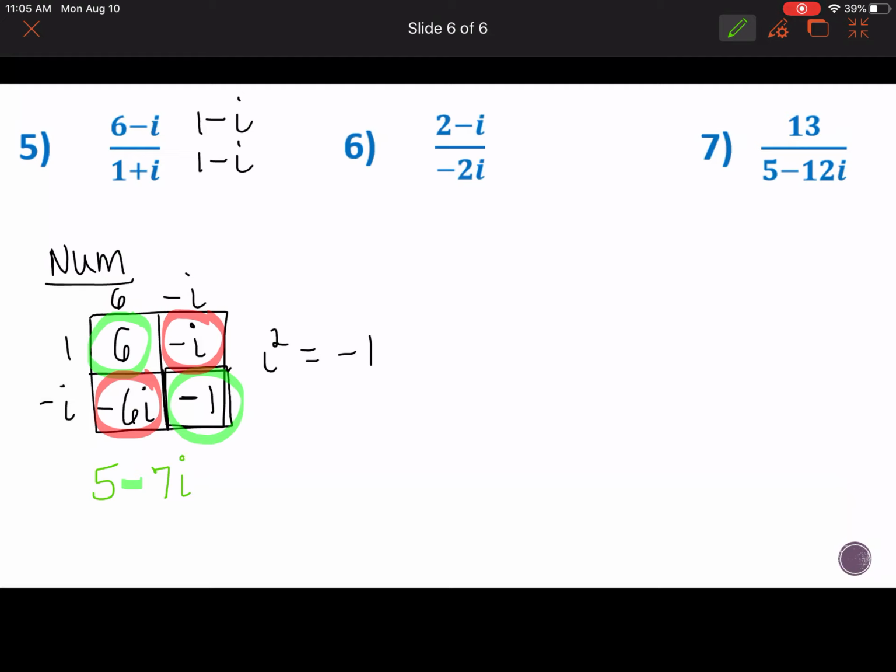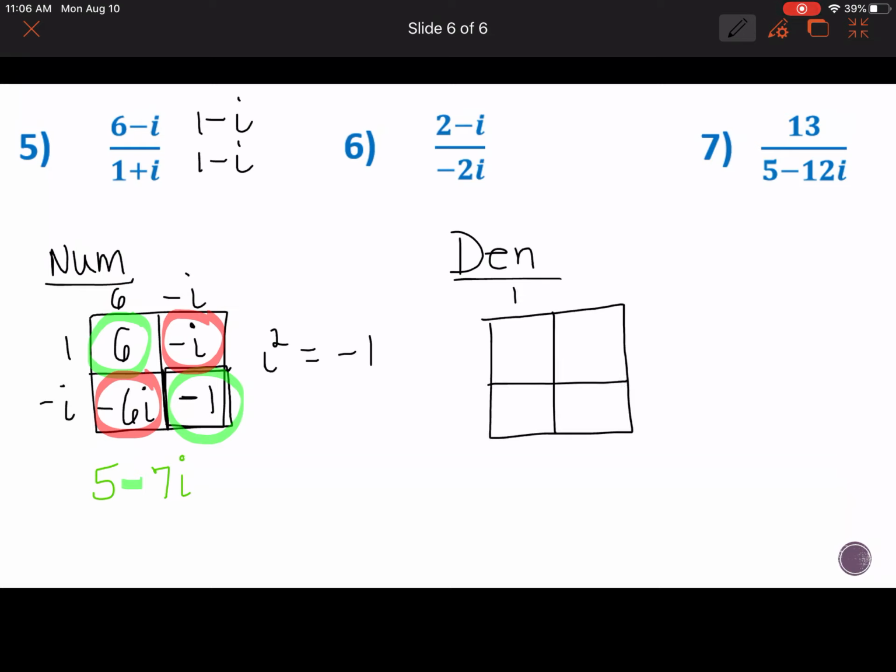So let's put this to the side for now. And now let's do the same thing for our denominator. So in our denominator, we are going to multiply the 2 conjugates. We're going to multiply 1 plus i and 1 minus i. So we have 1 times 1, which is 1. 1 times i is i. 1 times negative i is negative i.